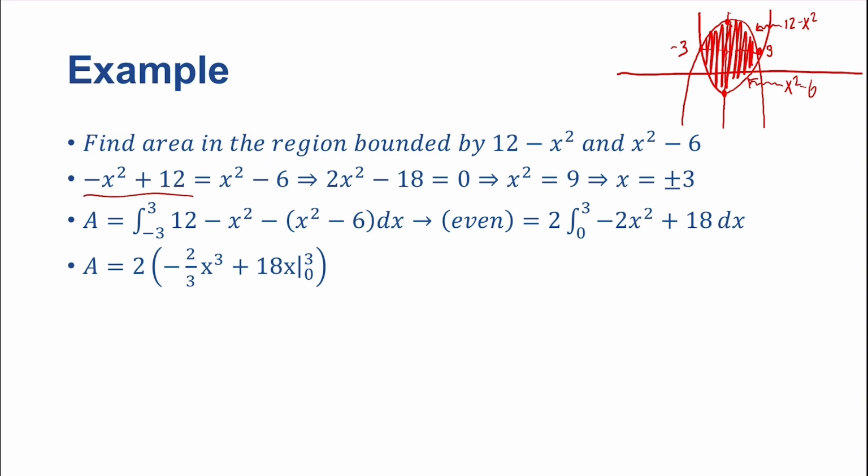All right, so that gives us the area being equal to 2 times negative 2/3 times 3 cubed, which is 27, plus 18 times 3, which is 54. And that's subtracted from 0, of course, because the x term being evaluated at 0 kills the whole expression. Once we evaluate all of this, that gives us an area equal to 72.